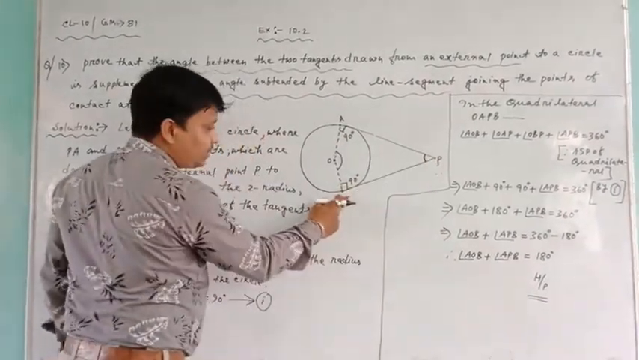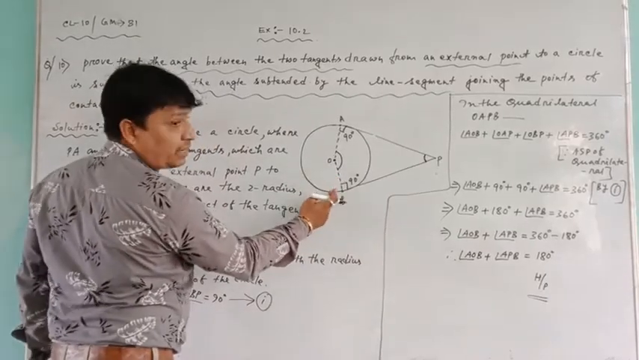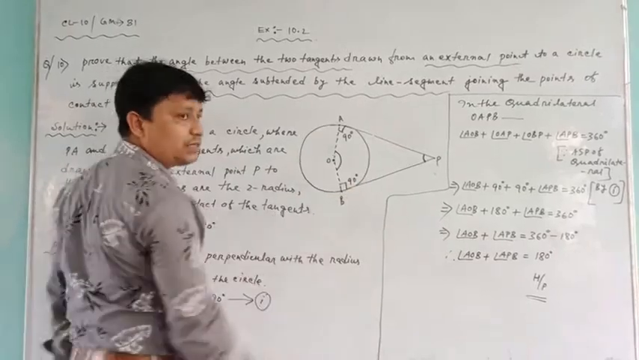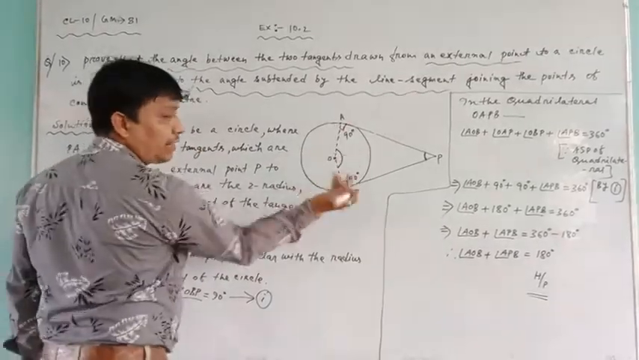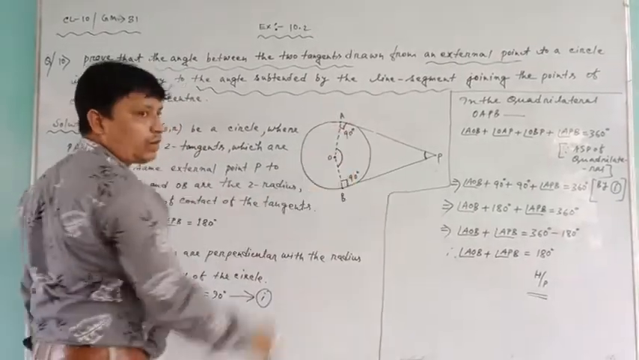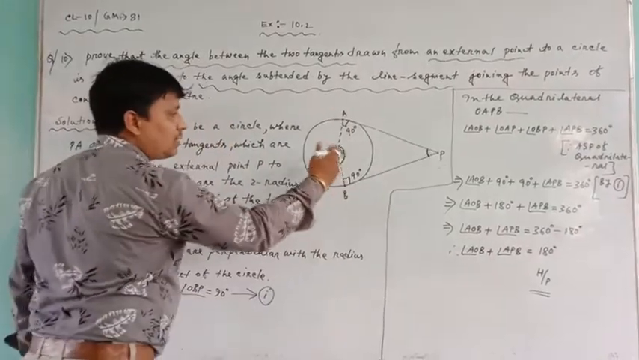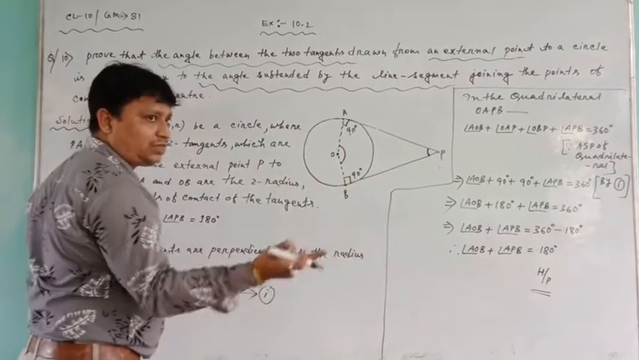Same process for this one also. PB is the tangent which is perpendicular to the radius at the point of contact. So by theorem, this one is perpendicular, which means this one is 90 degrees. So these two angles are 90. So 90 plus 90, what? 180 degrees.